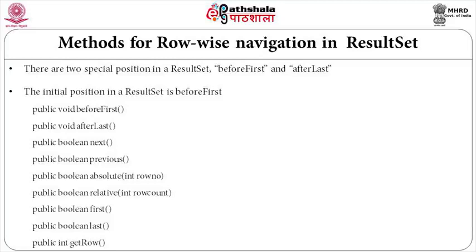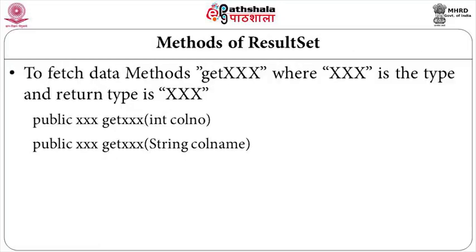So that's the navigation part, but what about fetching the data? How do I fetch the data? To fetch data, we don't have a single method here. Depending on what type of data it is, and from which column you are trying to fetch the data, for each type of data there would be a different method.